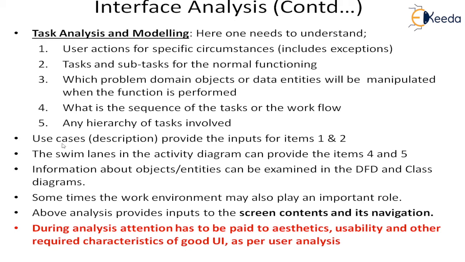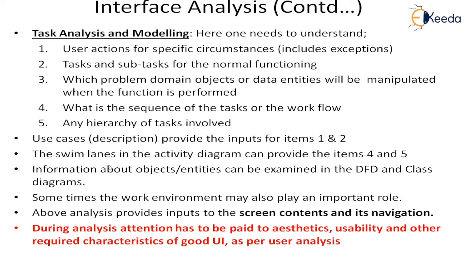Then we have to take the use case description, which provides the input for items 1 and 2. So whatever we have understood directly from the user, more than that, we can also take inputs for 1 and 2 from the use cases. Use cases are already modeled in the requirement engineering. And also we can take the description part. From the description part, we can get some indication regarding 1 and regarding 2, because the specific circumstance is the exceptional path and the normal path of the functioning of the operation.